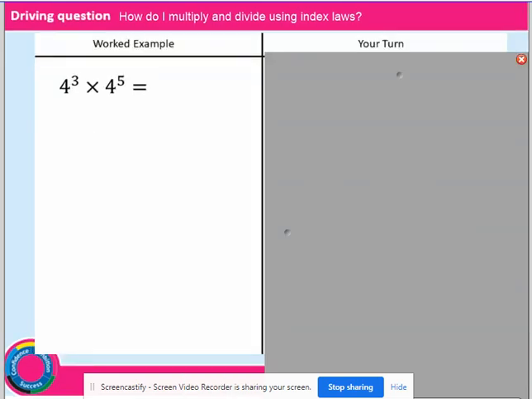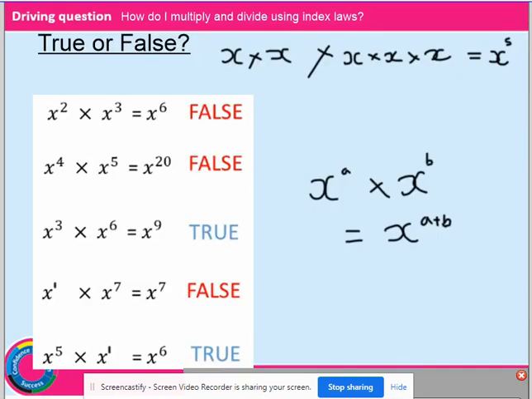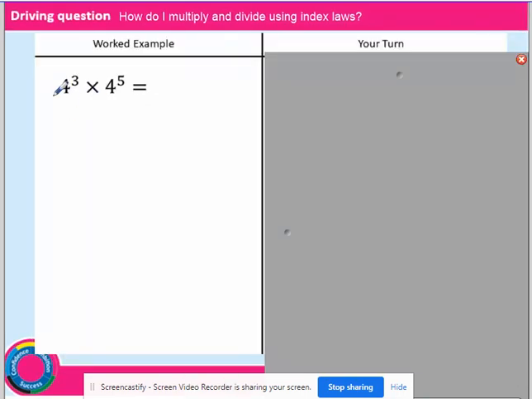Let's have a look at a worked example. Now, this only works when the base numbers are the same. So the base numbers here are 4. In the previous examples, they were x. We couldn't, for example, simplify x to the power of 3 multiplied by 4 to the power of 5, or 3 to the power of 3 multiplied by 4 to the power of 5. That wouldn't work because they have different bases.